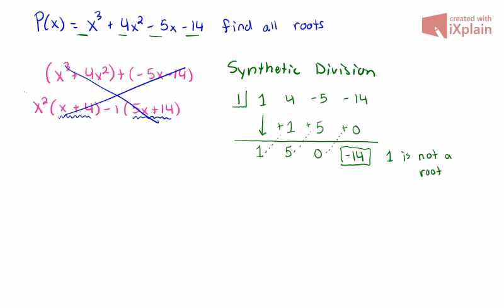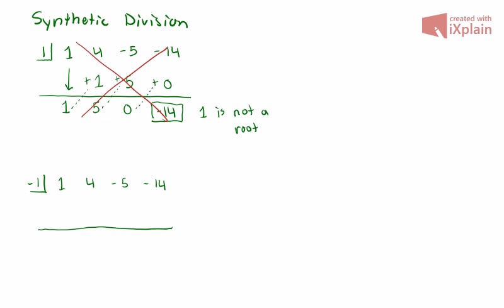So now I'll need to move on and try a different number. The next number that I'm going to try is negative 1, so I've set up my synthetic division here for negative 1. Bring down the 1, multiply by the number in the box. 1 times negative 1 is negative 1. Add straight down, and I get 3. Multiply by the number in the box. That's negative 3. Add straight down, and I get negative 8. Multiply by the number in the box. That's 8. Add straight down, and I get negative 6. Still not 0, so negative 1 is also not a root.